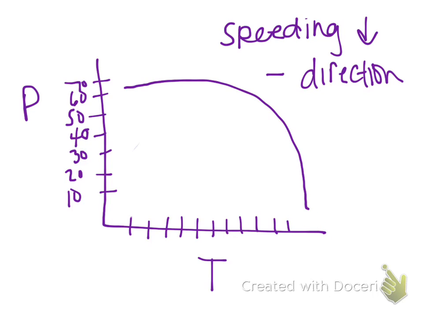Okay, so do the curves make sense a little bit? Please write this on your handout. You can only have a curve on a position versus time graph. Velocity versus time graphs have no curves. So curves are only position versus time graphs.